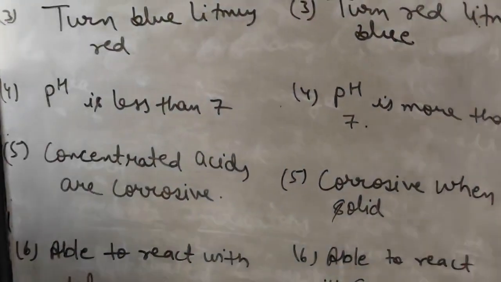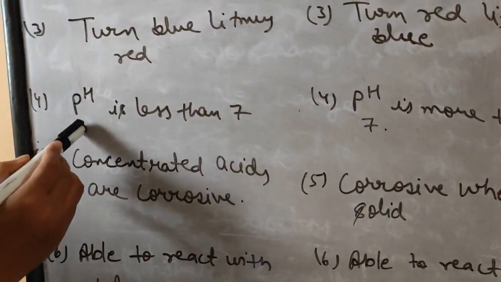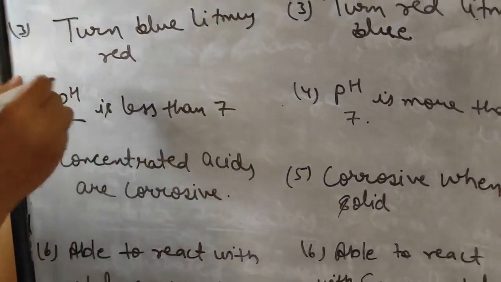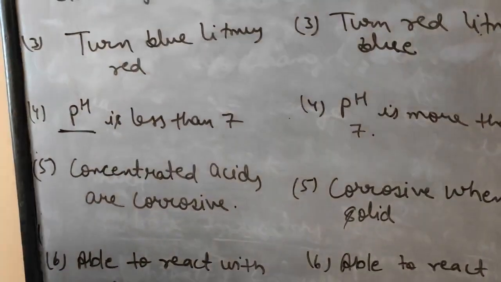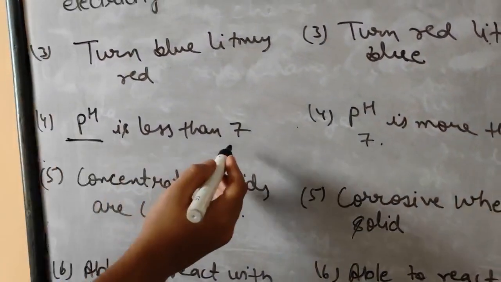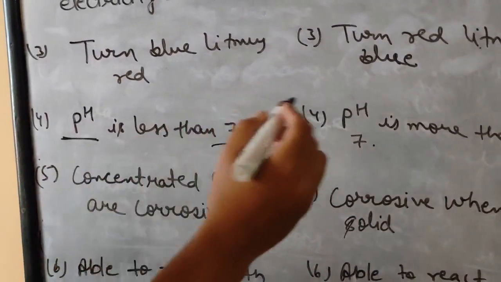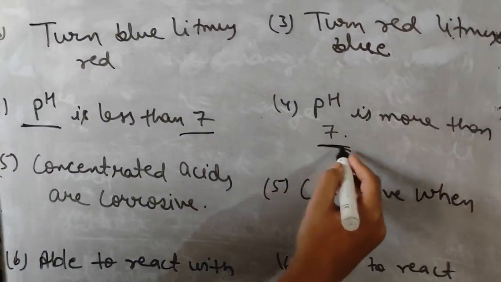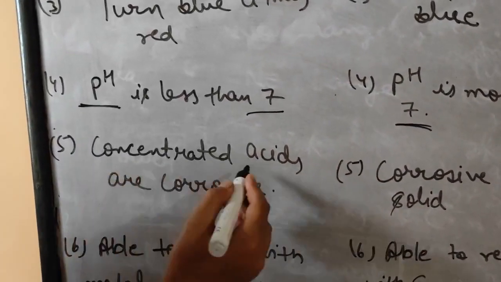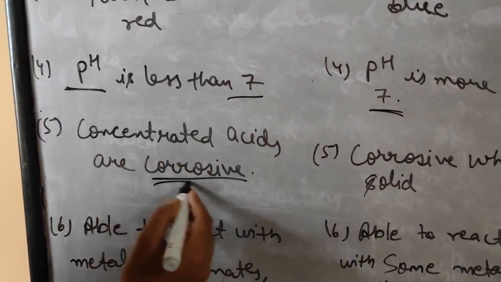Now the fourth point is the pH of acid is less than 7. Now this is a new term for you that we will read in our next lecture. Here you just remember that the pH of acids is less than 7 and the pH of bases is more than 7. Next property is concentrated acids are corrosive.